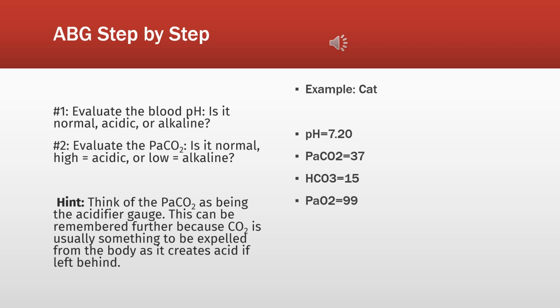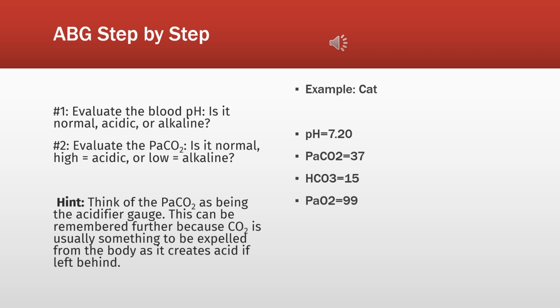And that is done by evaluating the PaCO2, which is the partial pressure of carbon dioxide in the blood. This is the dissolved carbon dioxide in the blood. And since we're talking about arterial blood, it is the dissolved partial pressure of carbon dioxide in the artery. So normal is 35 to 45. And this cat has a PaCO2 of 37, so that is normal. So this is not coming from the respiratory system.